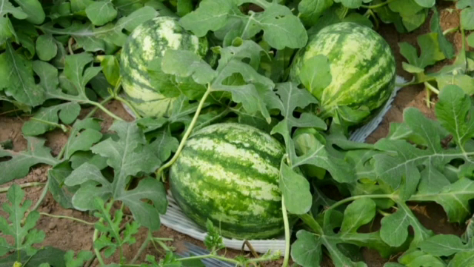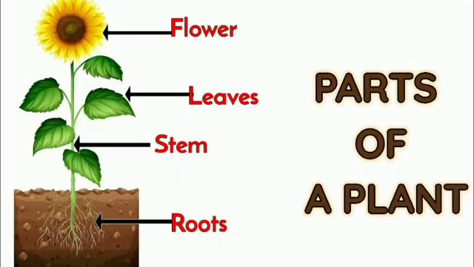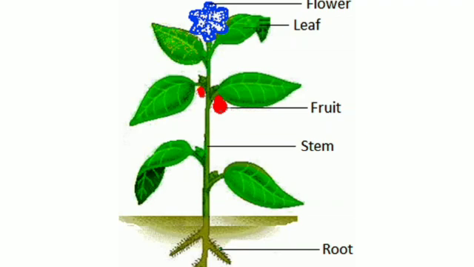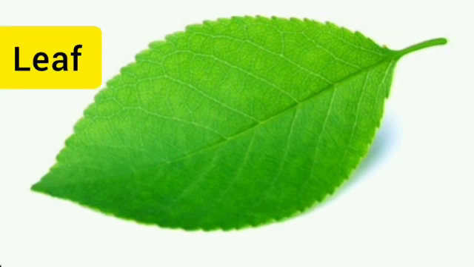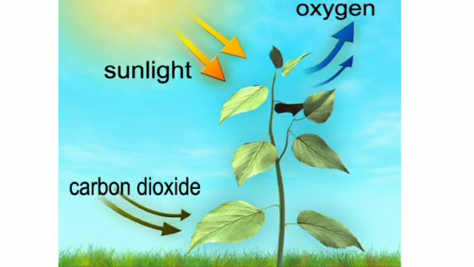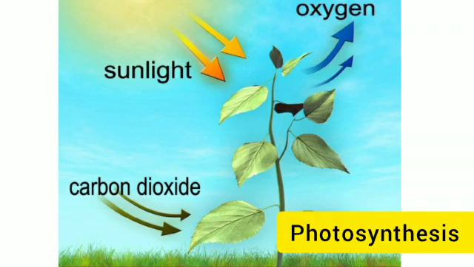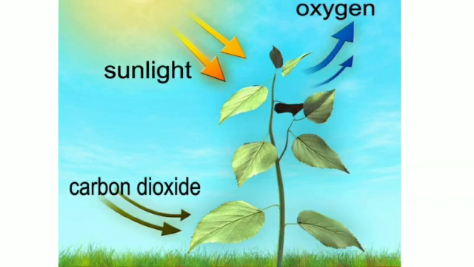Now let us understand the different parts of a plant, students, and their uses. As you know, there are different parts of a plant, like leaf, stem, roots, flower, fruit and seed. Now let us understand in detail. Leaf. Students, it is the flat green part that makes food for the plant. And do you know the process in which the leaf prepares food for the plant? That is known as photosynthesis.